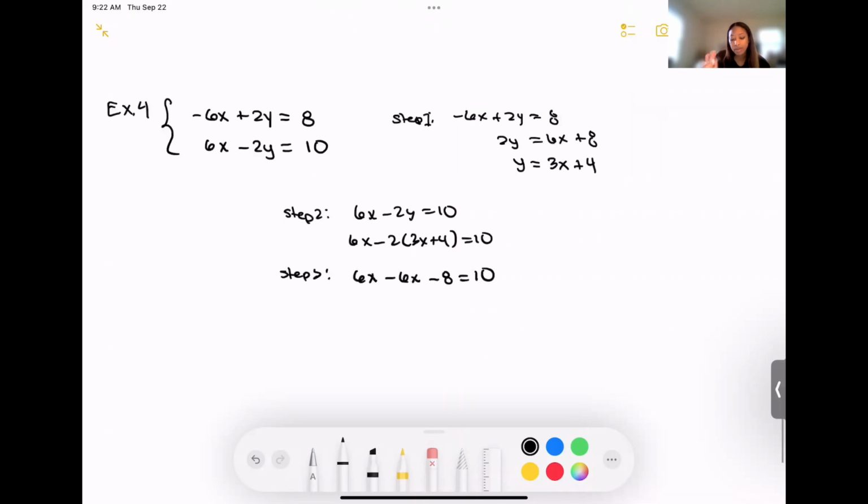And then this is where the problem comes in. The x's cancel out, and we end up with negative 8 equals 10. Is it possible for negative 8 to equal 10? No, it's not possible. So if you end up with two numbers at the end that are supposed to be equal to each other but aren't actually equal, then this can't happen ever. So that means that there is no solution. These are parallel lines.